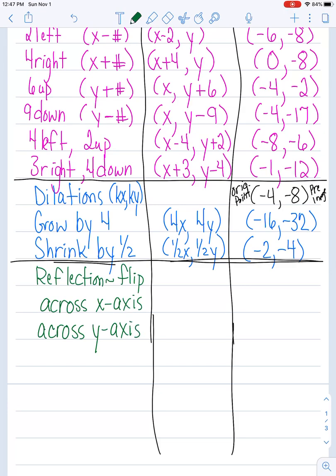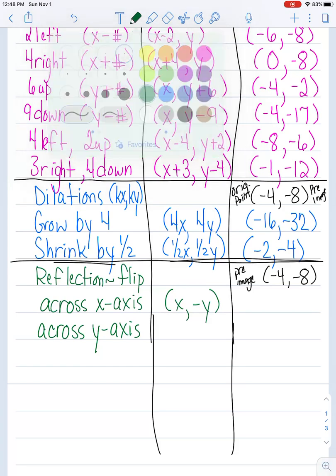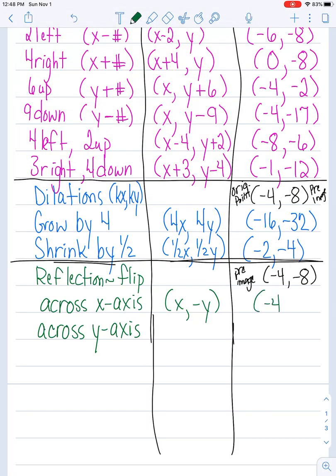So let's look at the rule for reflecting across the x-axis. The rule says x, comma, negative y. So x, negative y is your rule. That means leave the first number alone, change the sign of the second number. And let's go back to our pre-image point of negative 4, negative 8. We're going to use that as our example through all of these. So I leave the first number alone and I change the sign of the second number. So my image point, or my flipped point, is negative 4, positive 8.